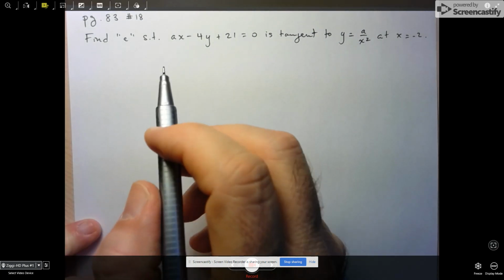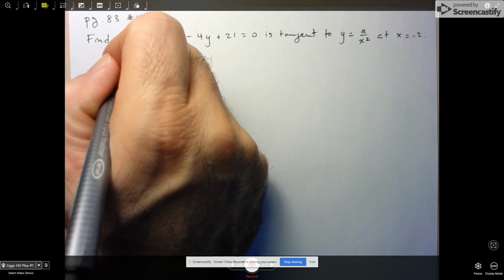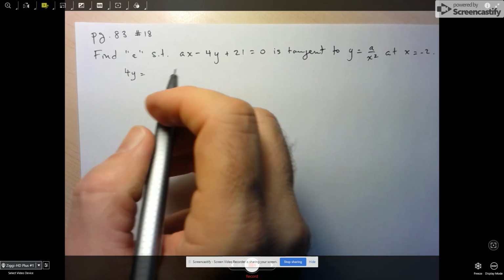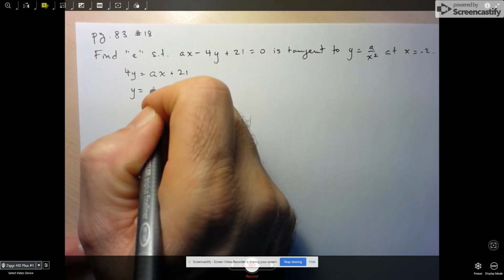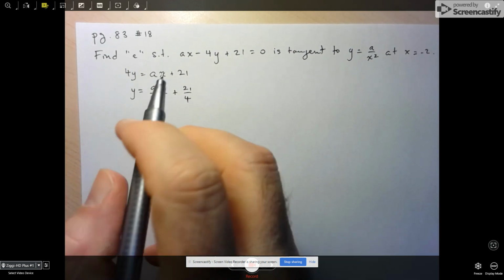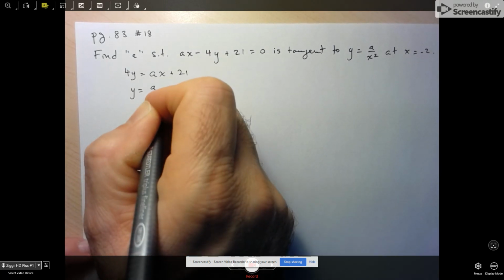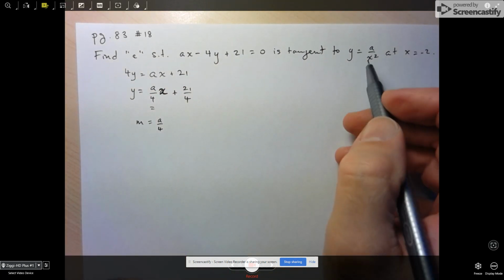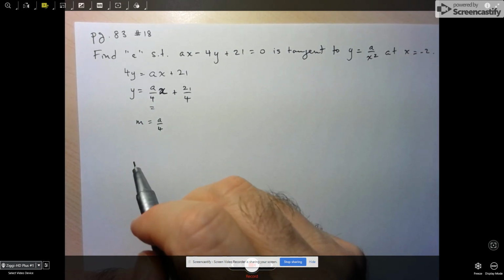Obviously, we're going to have this unknown a in there, but we expect that. So bring the -4y to the other side. So we have 4y is equal to ax plus 21. So that means that y is equal to a over 4 x plus 21 over 4. All right, so the slope here is a over 4. Sorry, that should have been x. There we go. So now let's find the derivative of this function at x equals -2. And so we know that slope is going to have to be equal to a over 4.